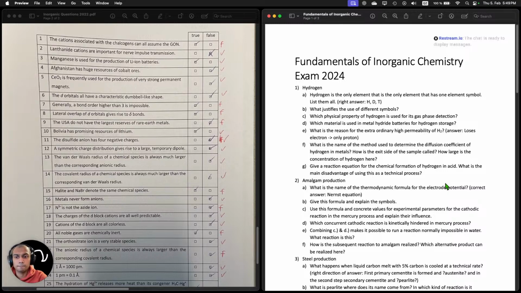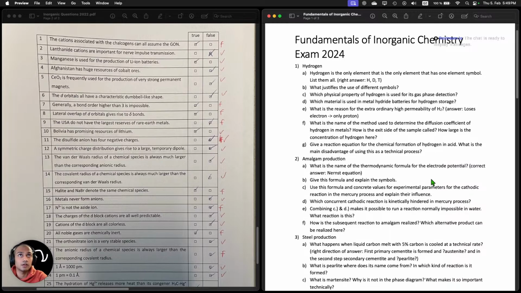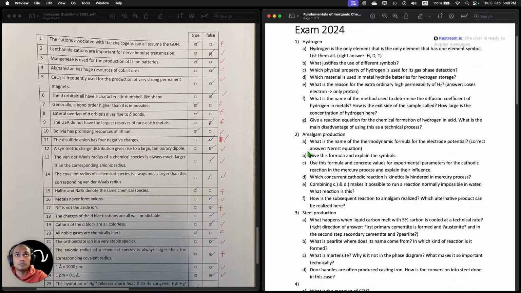Hydrogen dissociates? Hydronium? Buffer? No. Hydrogen's tendency to maintain pH? That's basically buffer. Okay. Amalgam. I heard of that name before. What is the name of the thermodynamic formula of the electropotential, the Nernst equation?